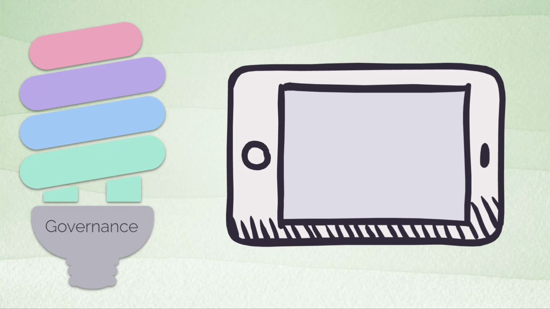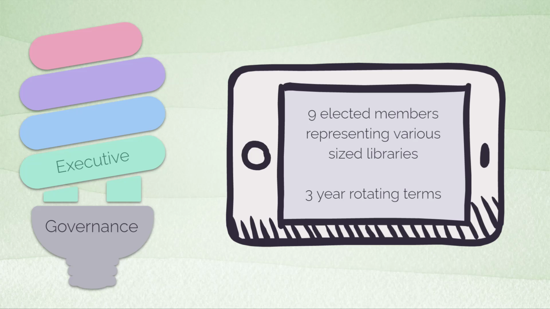Any group is only as good as it is managed. Evergreen Indiana is a group that is managed by its members with a focus on participation by library staff at all levels. 4 committees lead Evergreen Indiana. The Executive Committee, or EC, is made up of 9 elected voting members representing Class A, B, and C-sized libraries.